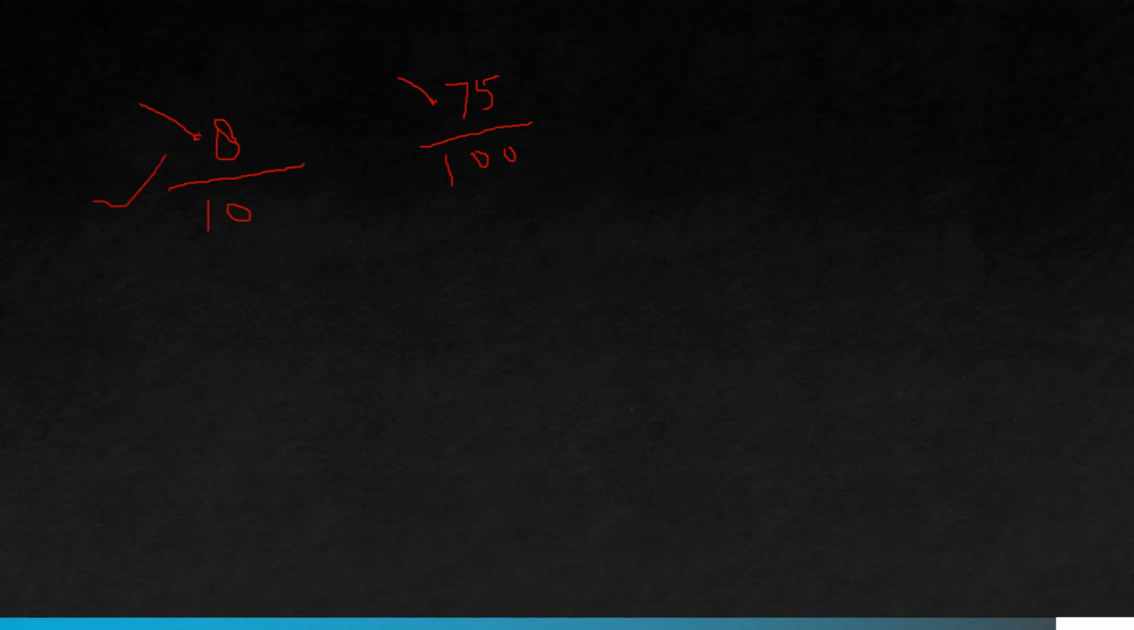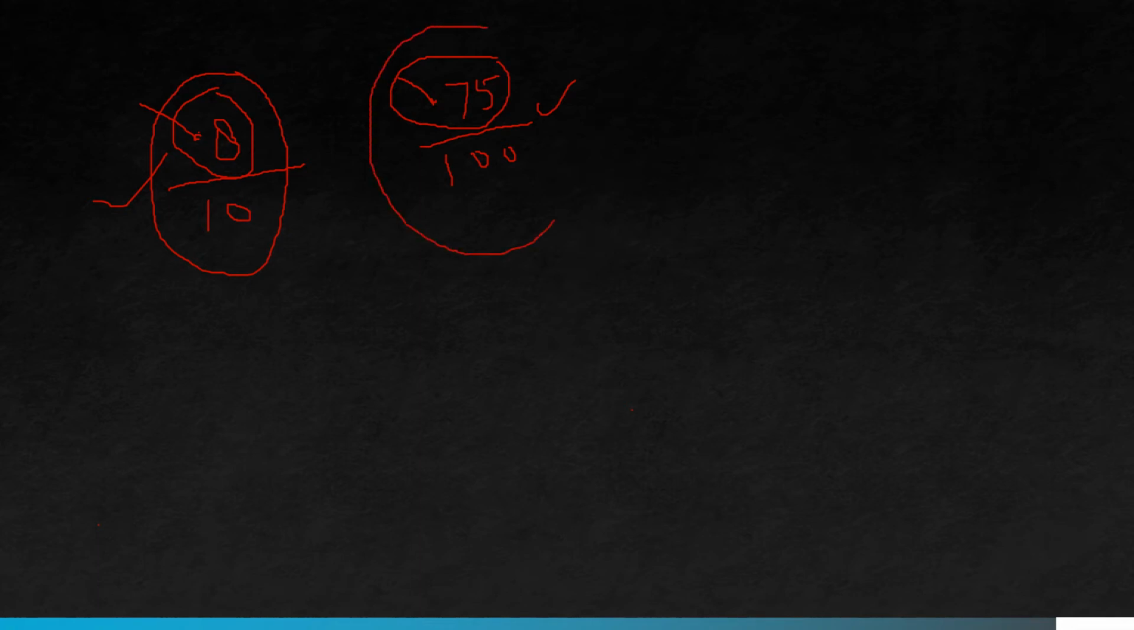So we have converted 0.8 to a fraction. What will be the fraction? 8 upon 10. Similarly, 0.75, what will be the fraction? 75 upon 100. 0.8 will be called the standard form of the decimal, but 8 upon 10 will be known as the expanded form of the decimal. Similarly, 0.75 will be called the standard form of the decimal, and 75 upon 100 will be called the expanded form of the decimal.